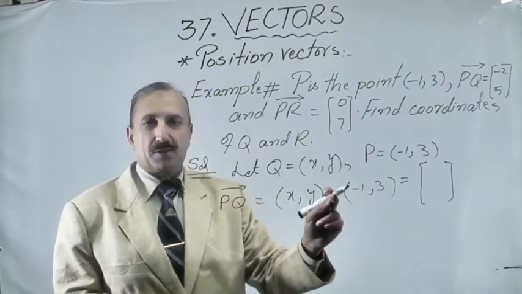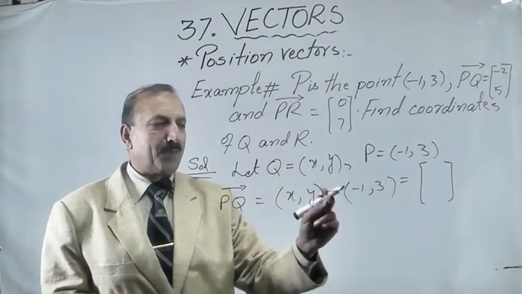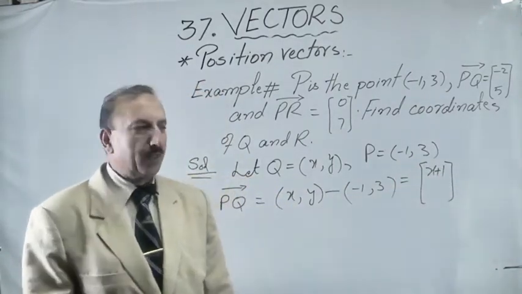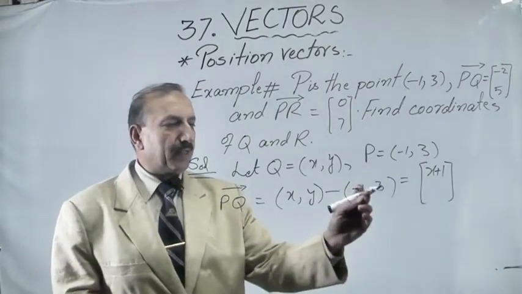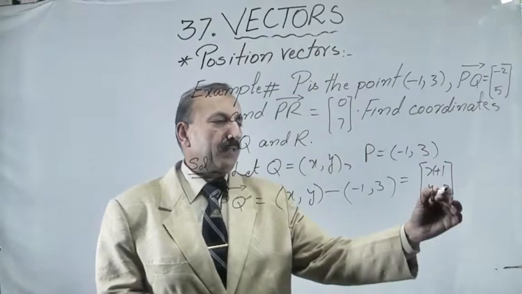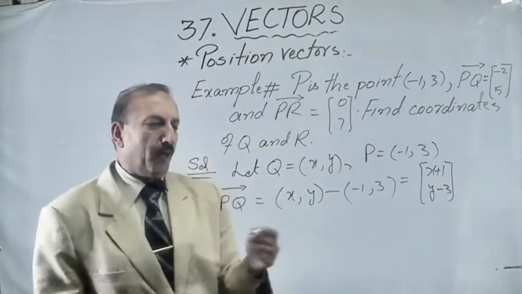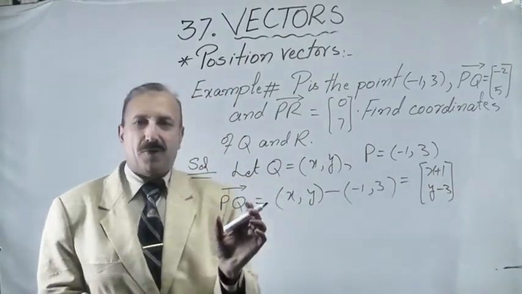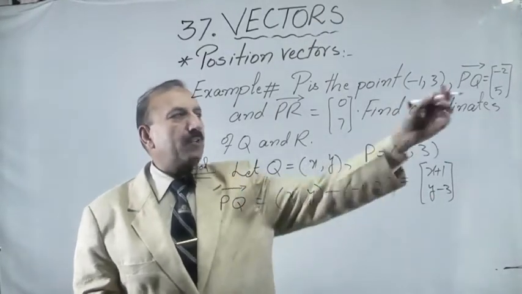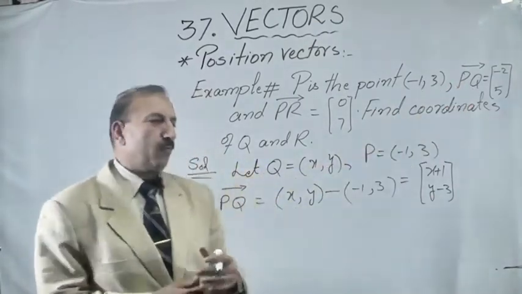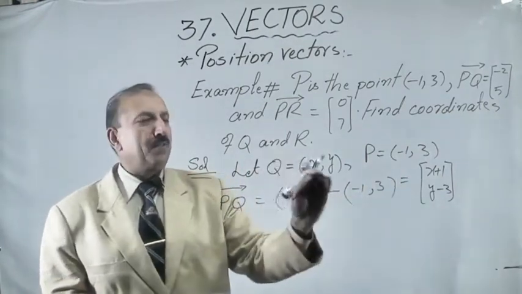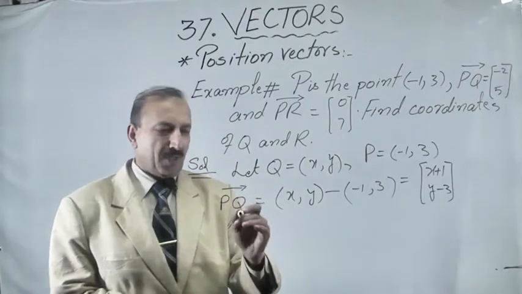Minus and minus, this is plus, this is x plus 1. X plus 1, we got first component of this column vector, and then subtracting 3 from y, this will be y minus 3. Now, here we have found one vector PQ whose value is this, and one vector PQ is already given. Now we will equate these 2 vectors to find the value of x and y. They will be the component of point Q.